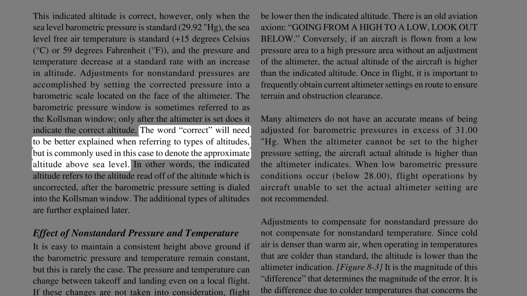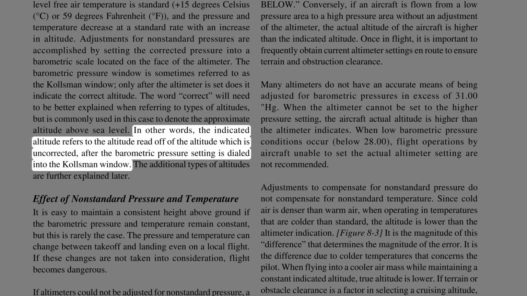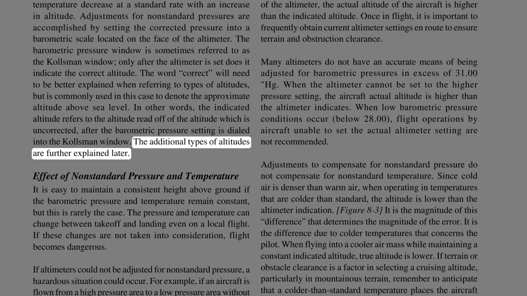The word correct will need to be better explained when referring to types of altitudes, but is commonly used in this case to denote the approximate altitude above sea level. In other words, the indicated altitude refers to the altitude read off of the altimeter which is uncorrected, after the barometric pressure setting is dialed into the Kollsman window. The additional types of altitudes are further explained later.